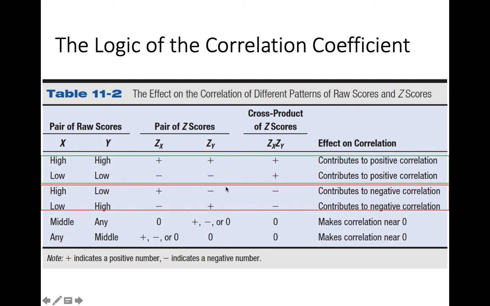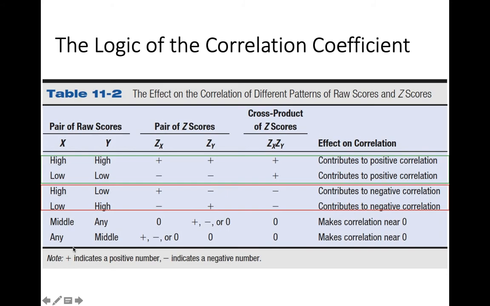Similarly, when we've got a negative correlation, we've got highs going with lows, lows going with highs, following the same logic. Transform into z-scores, multiply together. On balance, we're going to get negative cross products. So when we sum up those negative cross products, that's going to contribute to a negative correlation.